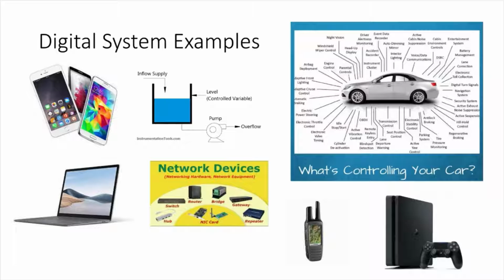Cell phones, of course, computers, laptops, networking devices, communication devices, GPS units, PlayStation. I don't know which PlayStation this one is. PlayStation 4, right? So gaming systems. These are all examples of digital systems.